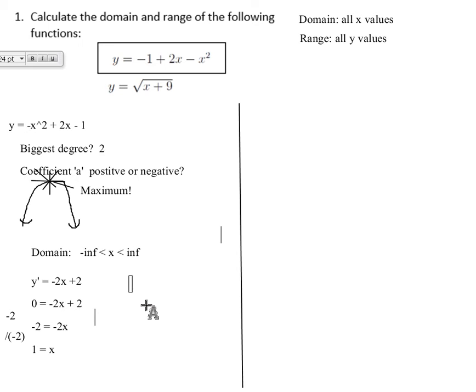So now we need to find out negative 1 squared plus 2 times 1 take 1, which equals negative 1 plus 2 take 1. So f of 1 equals 0. See how that works?